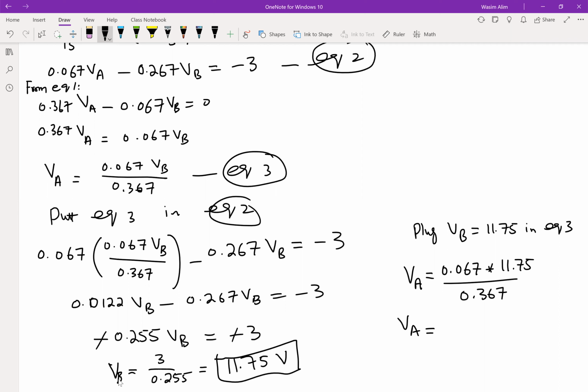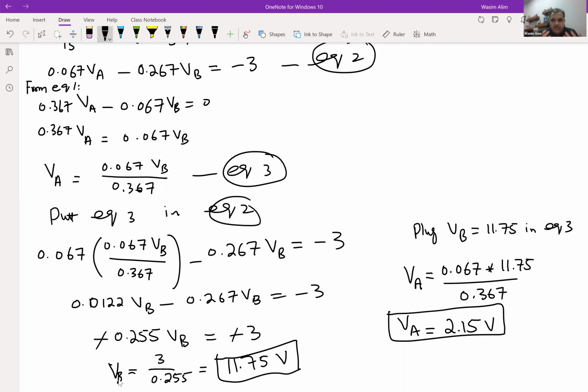0.067 times 11.75 equals divided by 0.367. It's going to equal 2.15. Okay, 2.15. So that's my voltage for that.